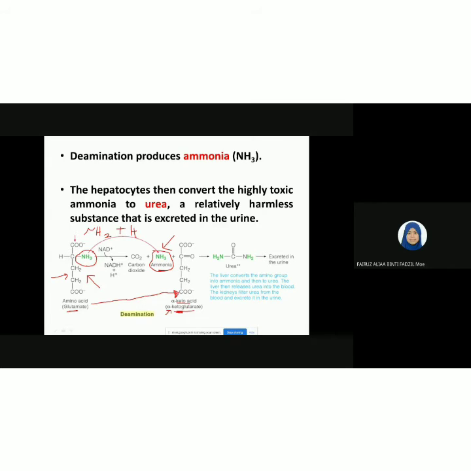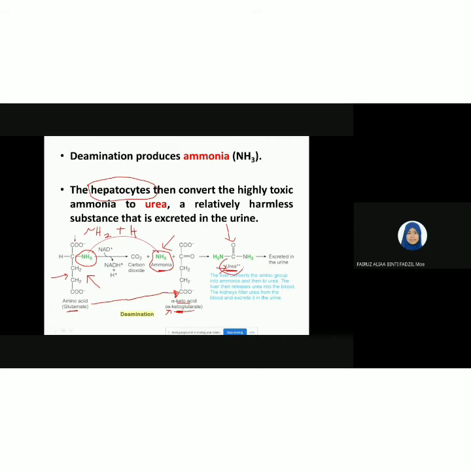Okay. So once we have the ammonia here, we don't want to keep it, because ammonia is toxic. It's a waste. The liver cell, which is the hepatocyte, will convert this ammonia into urea. Why does our body need to convert it into urea? Because ammonia, if it is in high concentration, will be toxic. If it is toxic, it is bad. It is not good for our body. So the ammonia will be converted into urea.